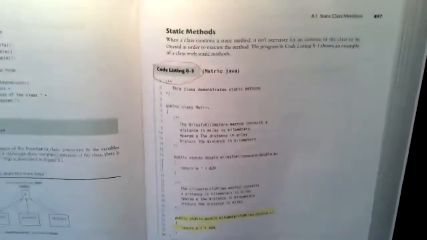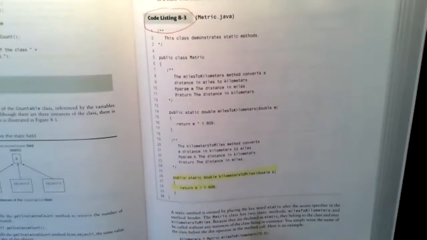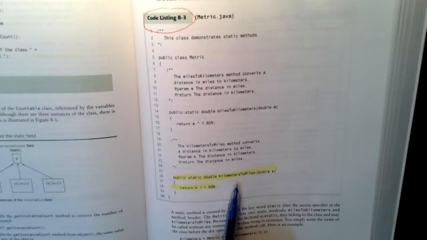I'm going to throw this one at you. Static method. This is number 2. Okay. When a class has a static method, it's not necessarily for any instance of the class. I don't even have to have an object to call it. So if I look down here, public static double kilometersToMiles, I don't have to have an object name in front of it. Have we seen this before? Were we able to use methods that are stored in a class without instantiating an object?